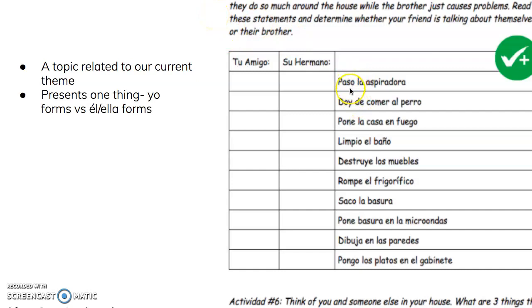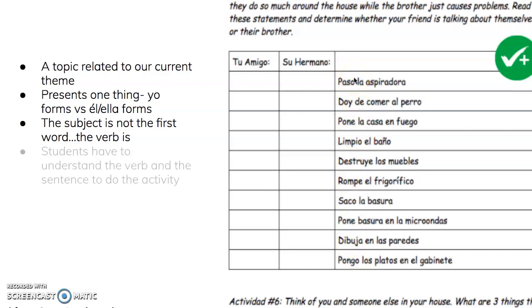Look at the verbs that I have here. I have yo forms of verbs. I have él and ella forms. So my very specific one thing that I'm focusing on is yo versus él and ella present tense. Okay. Notice the beginnings are all verbs. They have to process the meaning of those verbs in order to be able to complete the activity. Students have to understand the verb and the sentence in order to do the activity. So there it is. They're processing the meaning of the sentences, not processing the forms necessarily.